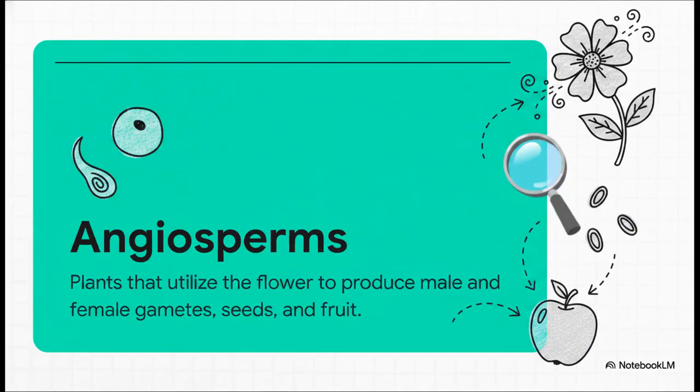To make sure we're all on the same page, we need to establish our scientific baseline. Today, we're focusing entirely on angiosperms. Simply put, these are plants that utilize the flower as their specialized reproductive structure to produce male and female gametes, seeds, and eventually fruit. Think about it for a second. Plants are stuck in the ground. They can't just walk around to find a mate. So the flower is basically their ultimate biological solution to that problem. It's a highly specialized structure designed from the ground up for the production and transfer of life.